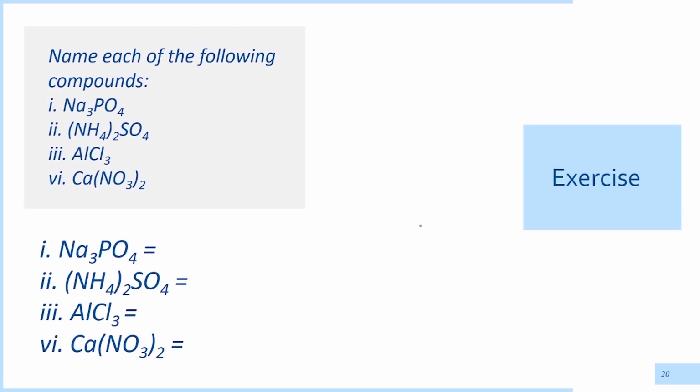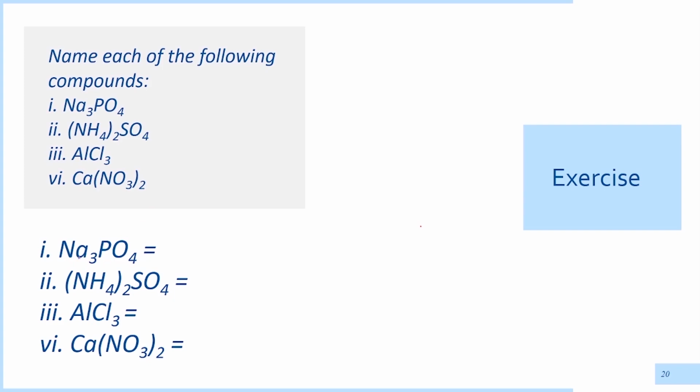Let's try to solve this exercise. Name each of the following compounds: Na3PO4, (NH4)2SO4, AlCl3, Ca(NO3)2. First, Na3PO4.